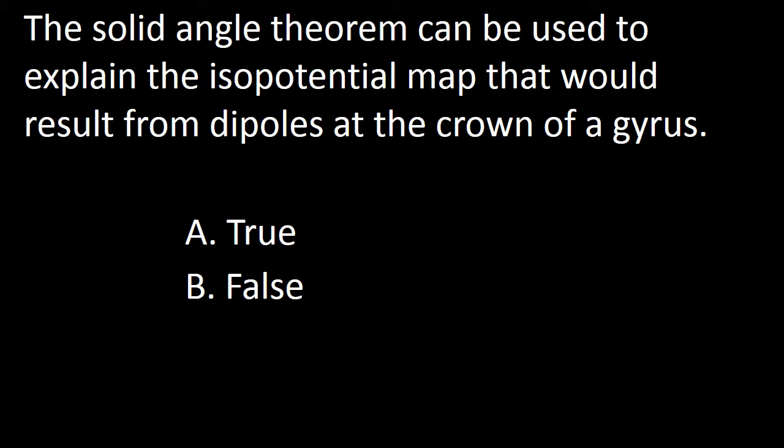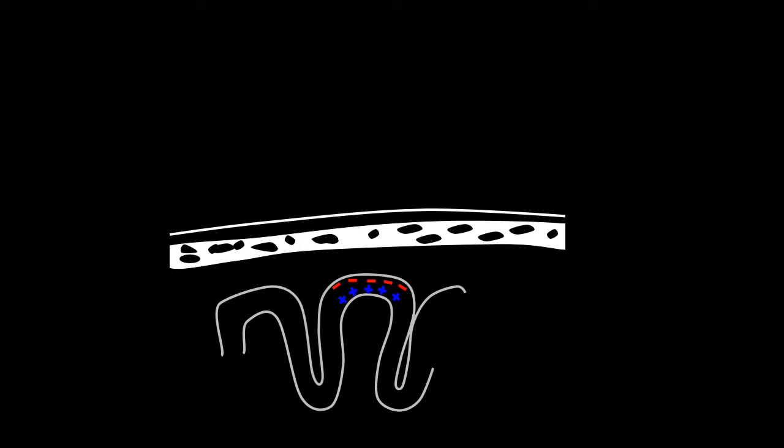Next question. The solid angle theorem can be used to explain the isopotential map that would result from a dipole at the crown of a gyrus. A, true, B, false. The figure in this frame depicts a layer of dipoles at the crown of a gyrus, with a portion of the skull on top of it, and the thin white line representing the scalp. The letter P and the number that follows it represent different electrode positions.